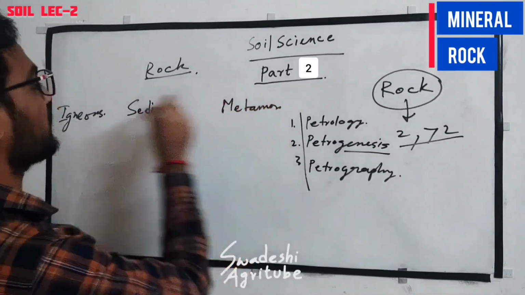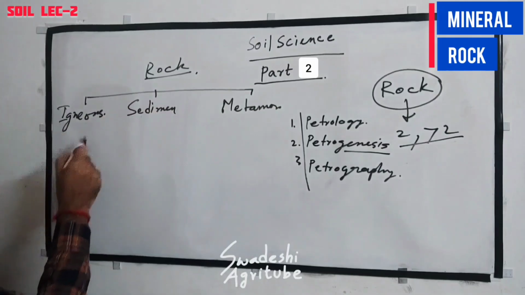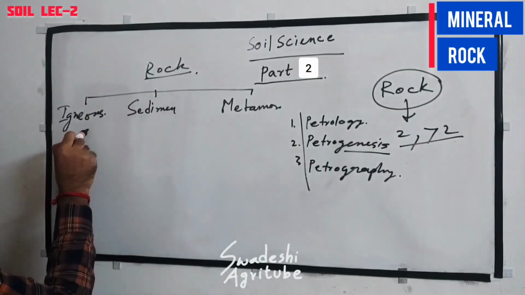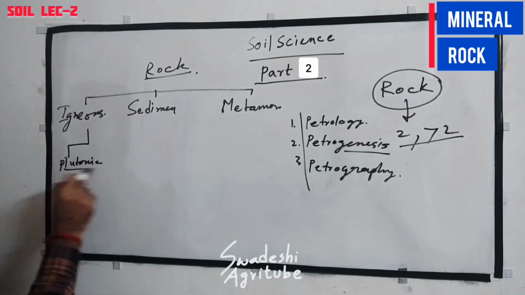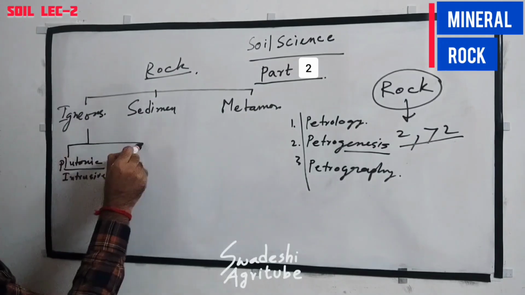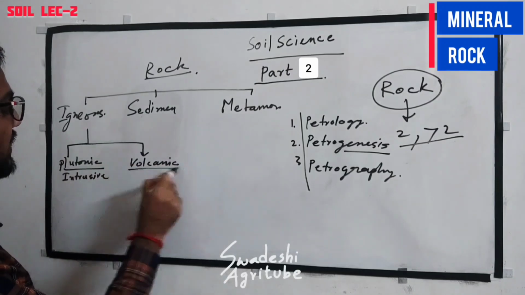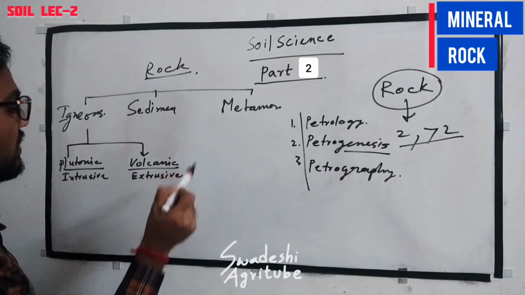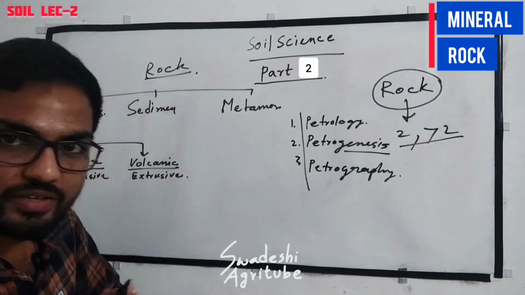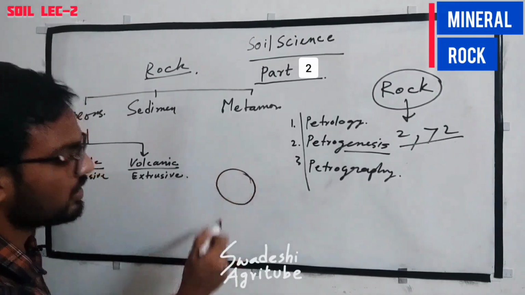Now there are two important classifications of the igneous rock. The first one is the plutonic rock. Plutonic rock is also called the intrusive rock. The second one is the volcanic rock. Volcanic rock is also called the extrusive rock. Now, what is the meaning of intrusive and extrusive? Now we'll discuss the difference between volcanic and plutonic rock, and from there you will understand the features of these two igneous rocks.